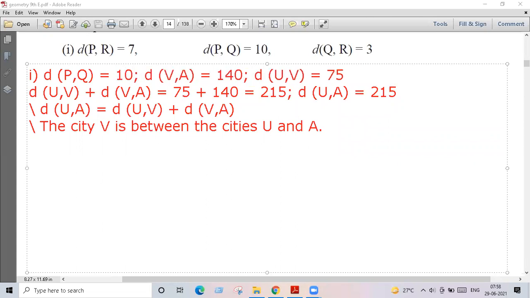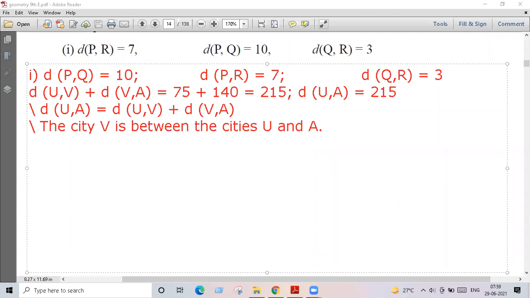Then what is given to you? Calculate the distance of PR. What is PR's distance? It is given, that is 7. And then the distance of QR, the method is the same, this method we follow. QR is what? QR is 3.